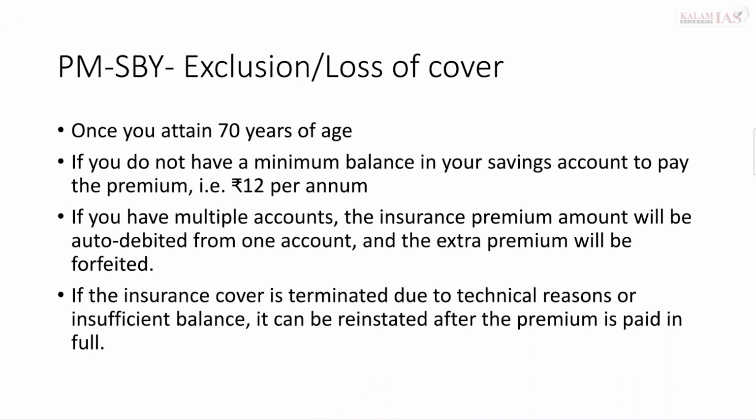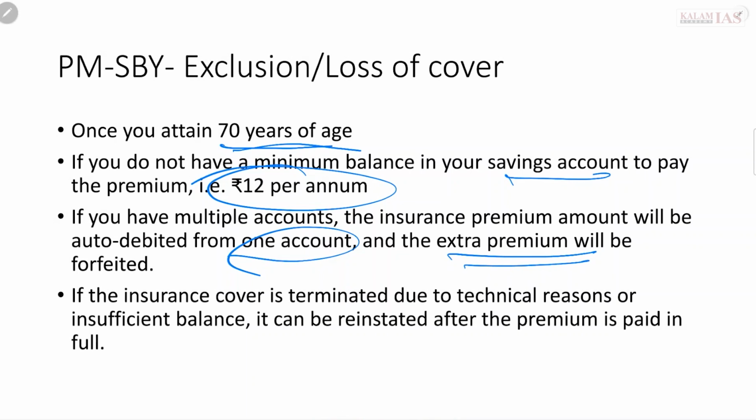There is a loss of cover under the Suraksha Bima Yojana once a person attains 70 years of age. Also, if the savings account does not even have the minimum balance of rupees 12 per annum to pay, then also you will lose the cover. If you have multiple accounts, the insurance premium will be debited from one account, and if you have auto debit from multiple accounts, then the extra premium will not be refunded. However, because this is rupees 12 only, many people might not care. It's still better to mind where your money is going.